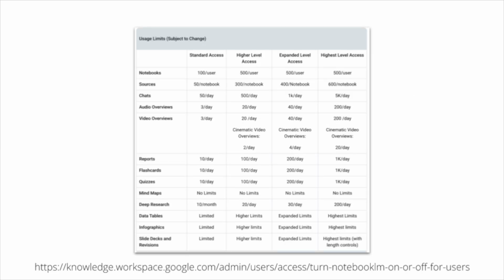At the paid tier, Google One AI Premium or Pro, you can create up to 500 notebooks with up to 600 sources per notebook. Daily chat limits are increased significantly, as well as media generated from the NotebookLM Studio. This is subject to change, so do check back in on this, especially if you plan to purchase a particular tier.